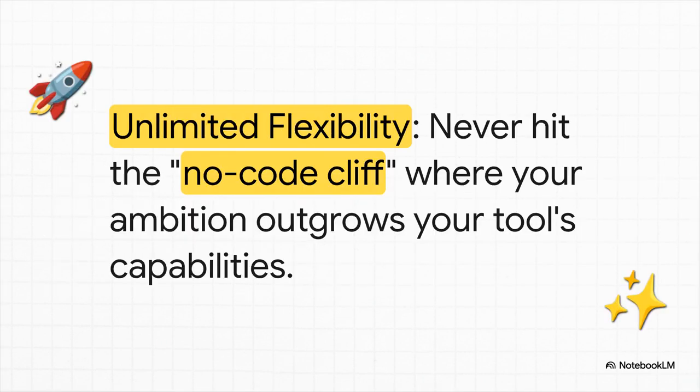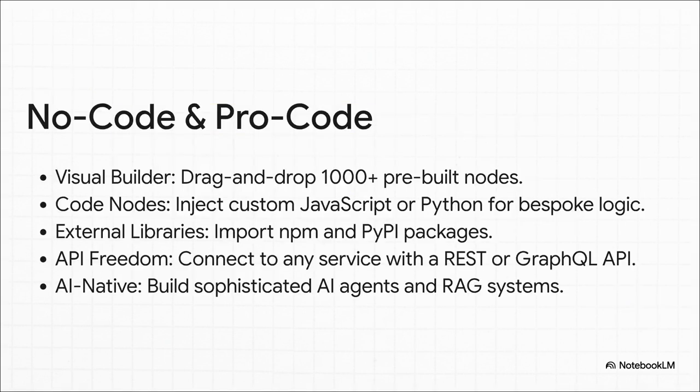All right, superpower number 2 is unlimited flexibility. This is all about destroying that no-code cliff. You know, that moment your great idea becomes too complex for your simple tool. n8n is built so you never have that problem. This is where n8n just beautifully blends the no-code and pro-code worlds. You can start by dragging and dropping from a library of over 1,000 nodes.